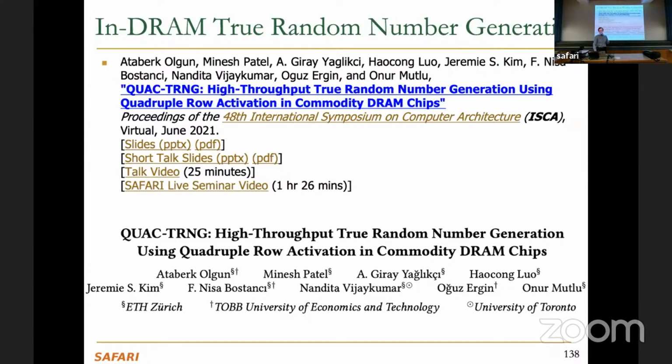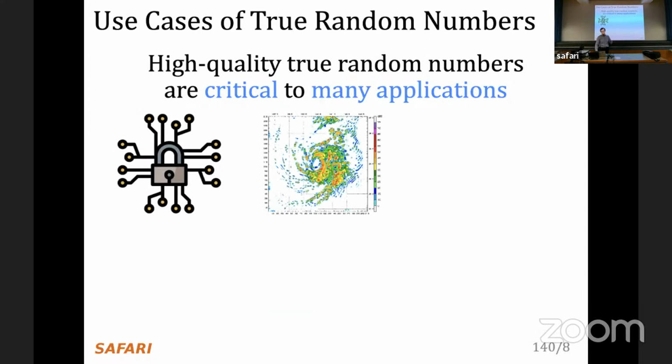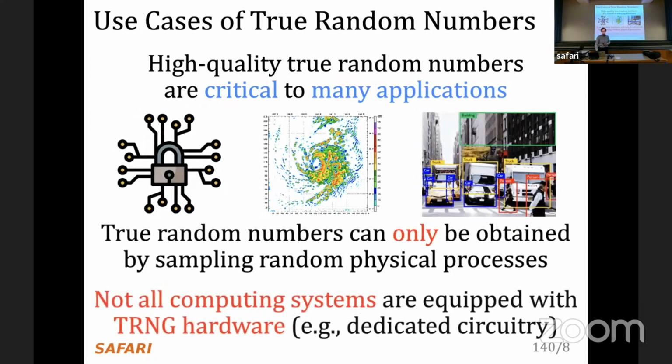Let me give you another idea. This is not exploiting the latency-reliability trade-off, but this is exploiting something else that was discovered. Ataberk, he's not here right now, but basically, it's quadruple row activation. I'm going to skip some of these slides. These are useful, I think, for you because, why would you want to generate random numbers in DRAM? Because not all computing systems have true random number generation hardware. By the way, this is true random number generation. It's not a pseudo-random number generator, right?